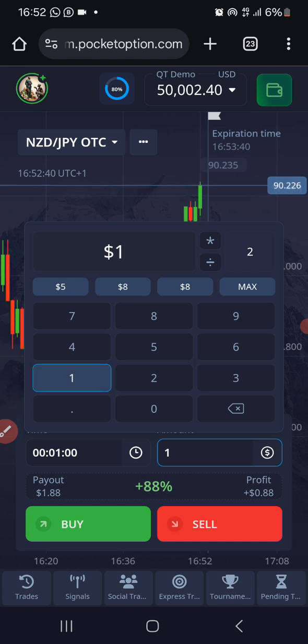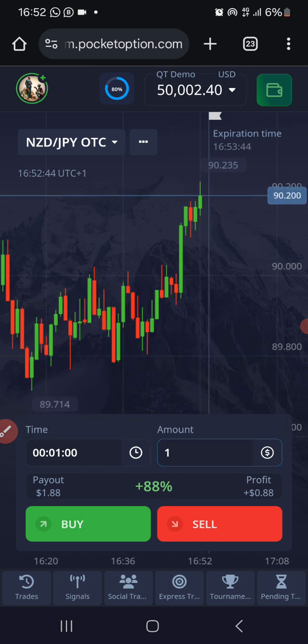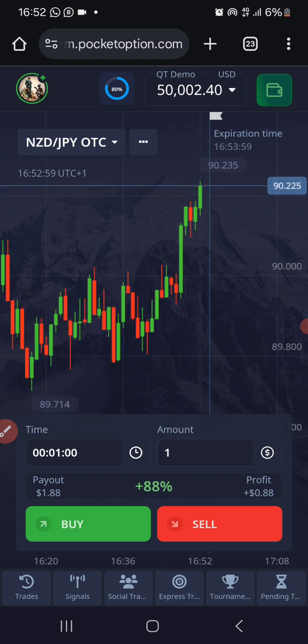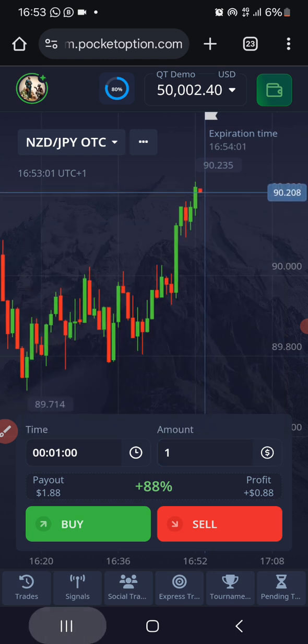Just type 1. You can see once I click on this amount part, it's going to show the amount I want to risk, right? You can easily click on the amount you want to risk. So if you are using $1, put $1. Put any dollars you want to risk, just put it there, right? So now it has changed to $1. Now what is this telling us here?